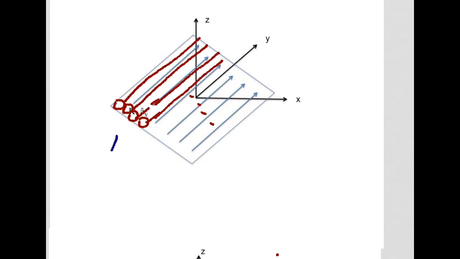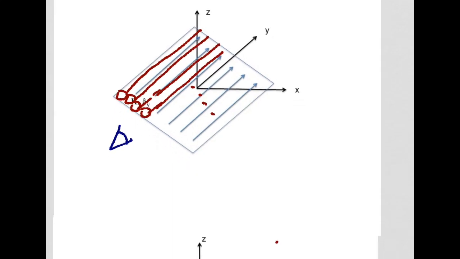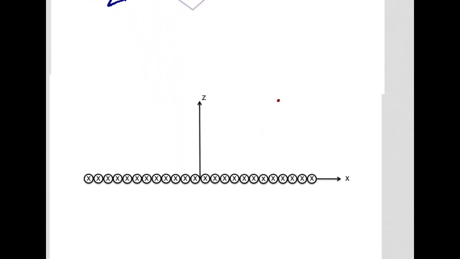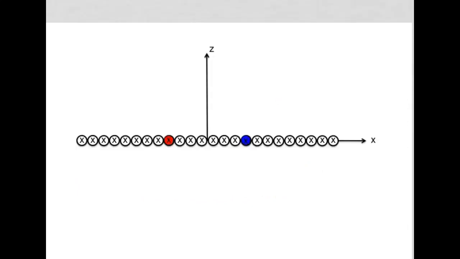So now let's think in terms of looking at the edge of our current sheet. If we're looking at the edge, then the current is flowing into the page in the A sub Y direction like this. Let's focus on one of these current elements, this one right here.